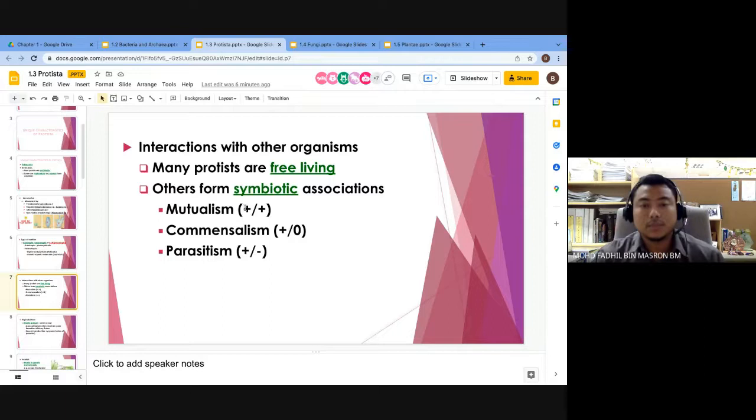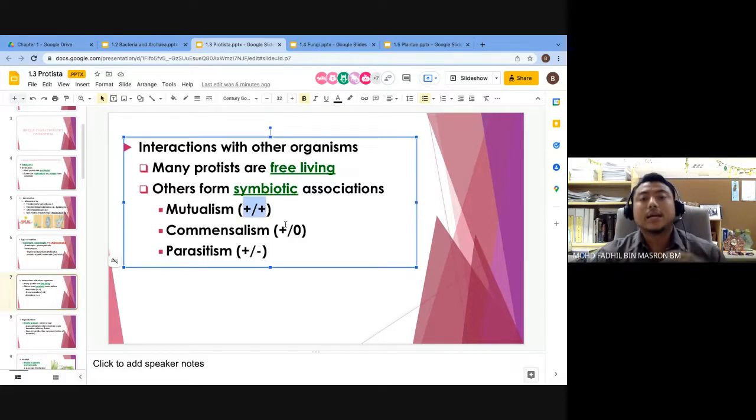Kalau mutualism ni interaction of symbiotic tu sama-sama untung. Contohnya macam saya cakap lah, dia tinggal dekat dalam host, dia dapat perlindungan, dia dapat makanan. Pada masa yang sama, host itu dapat benefit yang lain. So dua-dua untung, satu plus.